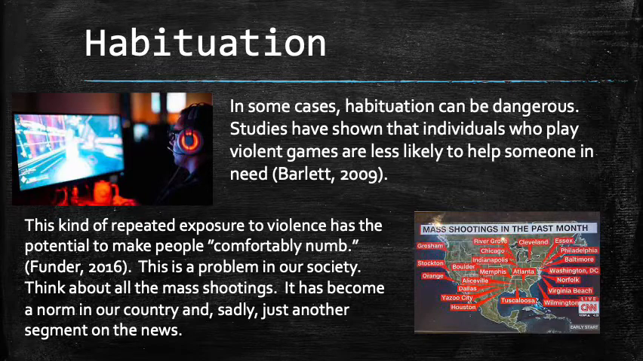In a study done by Bartlett, it showed that individuals who played violent video games were less likely to help someone in need. This is because repeated exposure to violence caused the individual's personality to become more aggressive and less empathetic. If we think about that, it's like our society becoming comfortably numb with all this violence. That's why we see all these mass shootings on the news and just another segment.